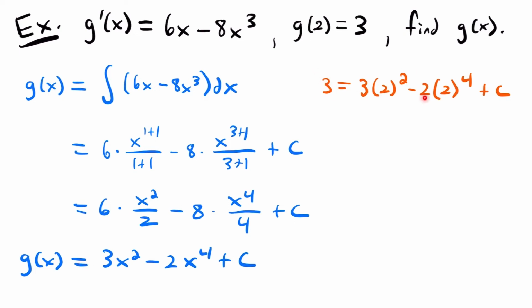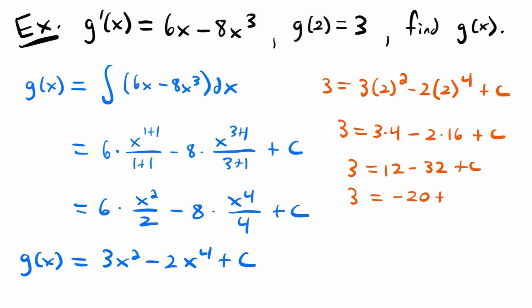And so now if we simplify this and try to solve for c, we'll have that 3 is equal to 3 times 4, because 2 squared is 4, minus 2 times 2 to the 4th power. So 2 squared is 4, and so then 2 times 4 would be 8, so that would be 2 cubed, and then 8 times 2 would be 16, and that would be 2 to the 4th power. So we're going to be multiplying by 16, and then we'll add c, and then we'll have that 3 is equal to 12 minus 32 plus c, and that 3 is equal to negative 20 plus c, right?